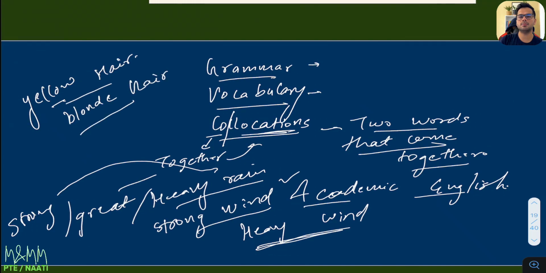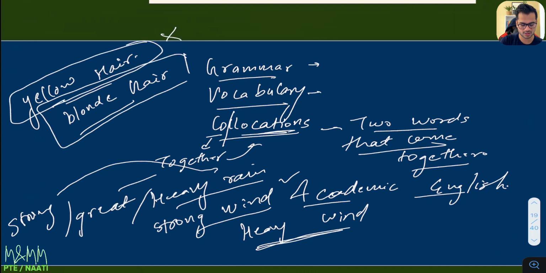Now, yellow hair, blonde hair, do they have any difference in terms of the meaning? Look, when you speak them, both of them sound good. If I have to speak, I can even say yellow hair. It's nothing wrong in that. It's absolutely correct. But if I have to write it, and especially in academic writing, yellow hair is not correct. We always say blonde hair. So this is one thing that we need to keep in mind, how collocations work.